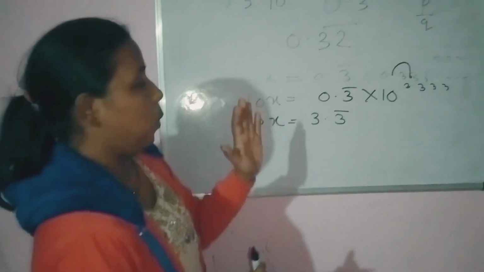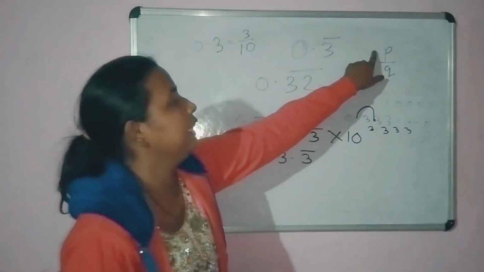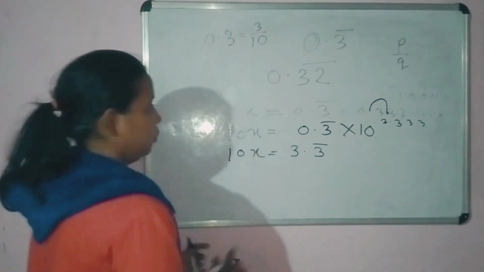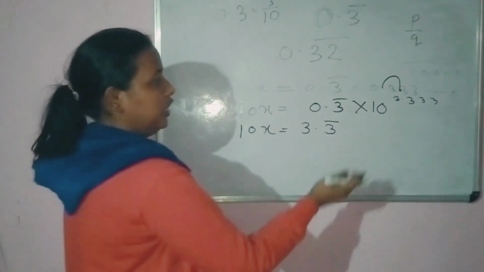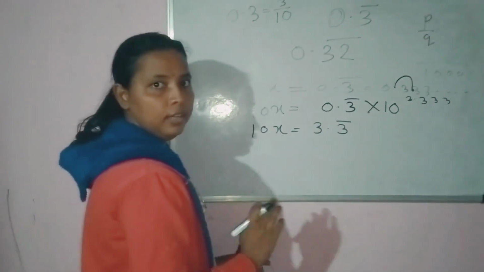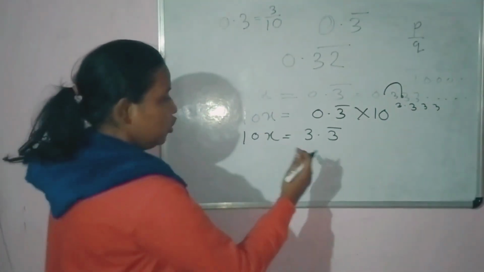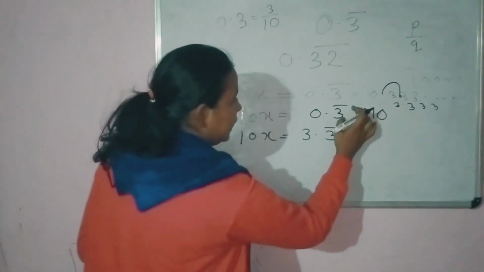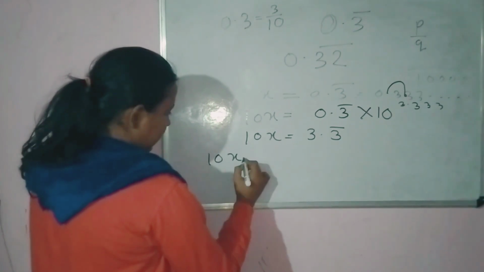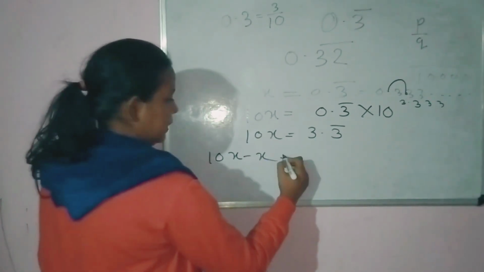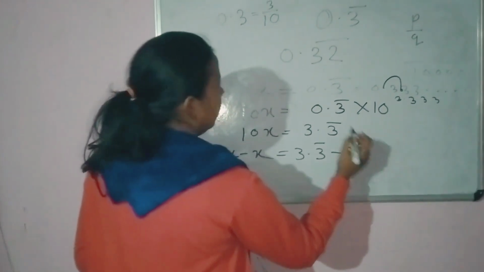So what is making it difficult for us to write it in the form of p by q? This bar, because bar means it will never end. If we omit this bar, then it will be easier for us to write it in the form of p by q. So how can we omit this bar? Suppose I do 10x minus x. That means it will be 3.3 bar minus 0.3 bar.